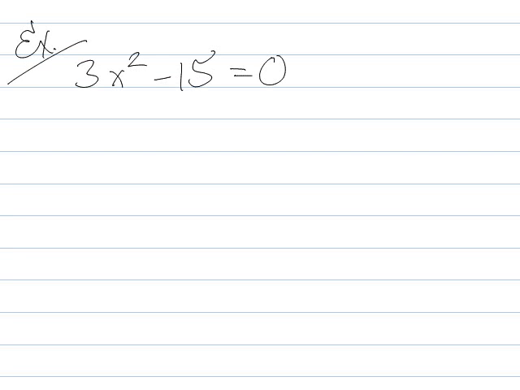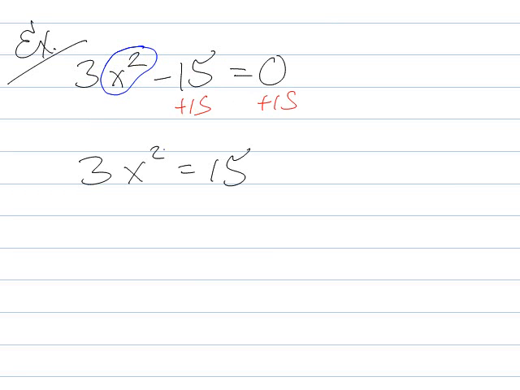Okay, so let's try another example, a little bit more meat to this one. Try 3x squared minus 15 is equal to 0. This one's not too bad. Remember, we've got a squared term, we've got a number all by itself, and that's it. So we're good to go. We want to get the squared term on one side, so we have to move the 15 over. We add 15 to both sides. So 3x squared equals 15.